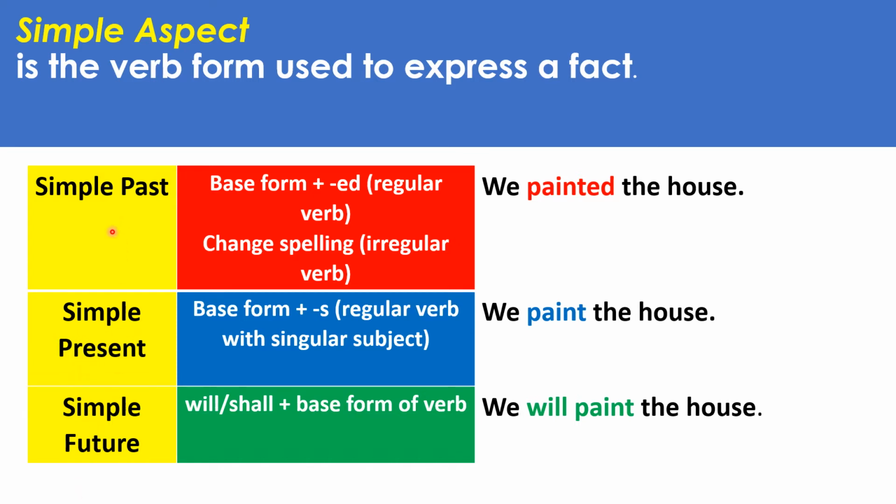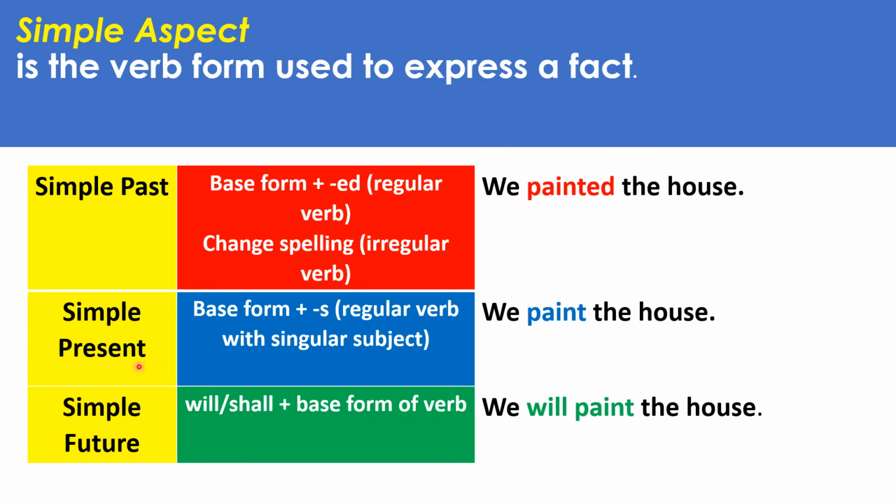For the simple past, we are going to use the base form of the verb plus ed for the regular verb, or if our verb is irregular, we are going to change the spelling. Example, we painted the house. So the base form is paint. Since this is a regular verb, we just added ed, okay, to express that the action was done in the past. So we painted the house.